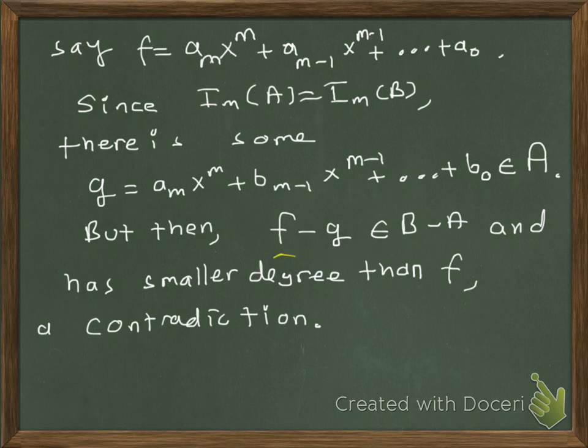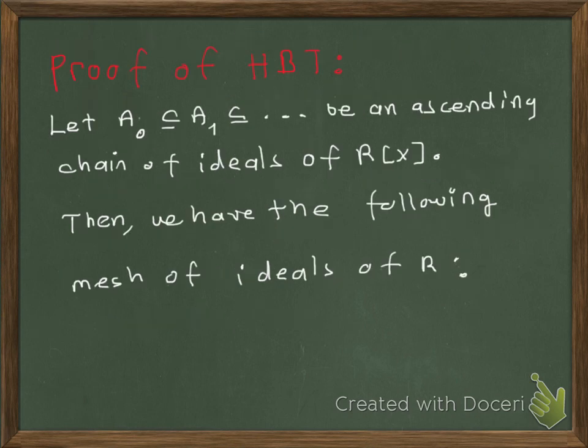Therefore, the presence of this in the difference of b and a contradicts the choice of f as a polynomial with minimal degree. So this means a is equal to b. Now we can prove the theorem.